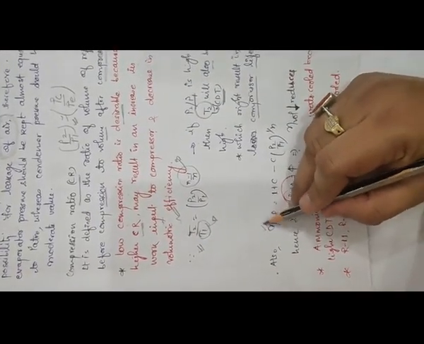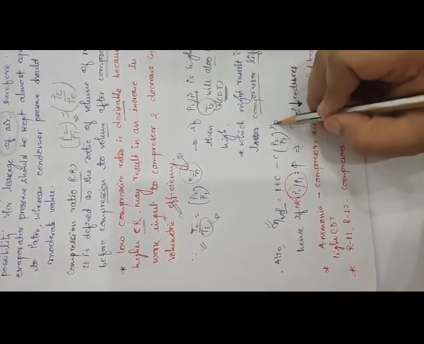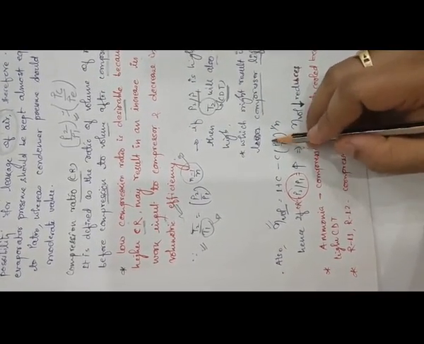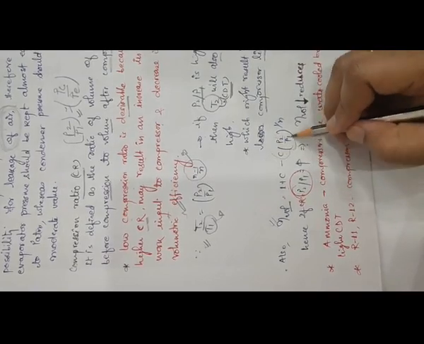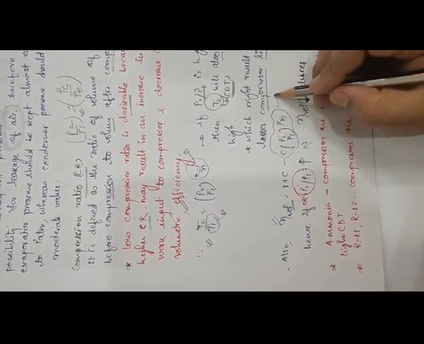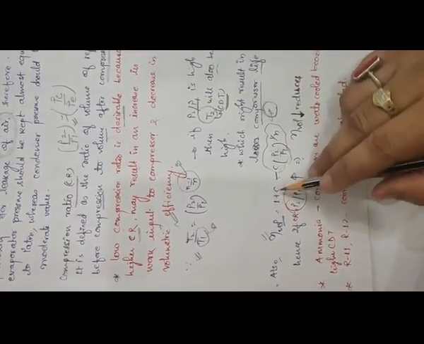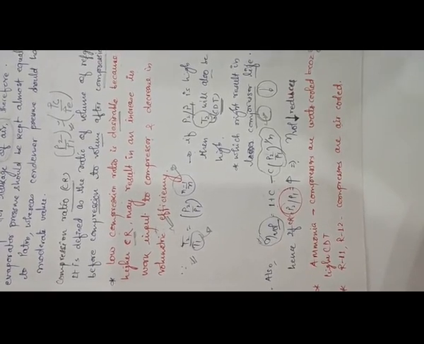Also, we know that the volumetric efficiency of a compressor is given as 1 plus C minus C times (P2 by P1) to the power 1 by n. If P2 by P1, the compression ratio, is higher, this whole term will be higher. Since this term has a negative sign, it will result in a lower value of volumetric efficiency. So it is expected to have a lower value of compression ratio.